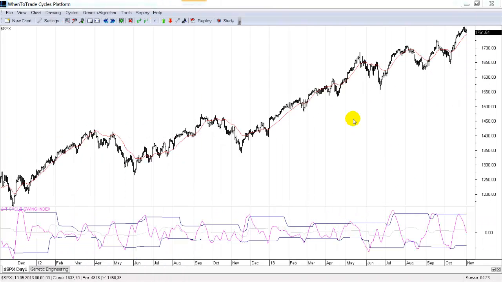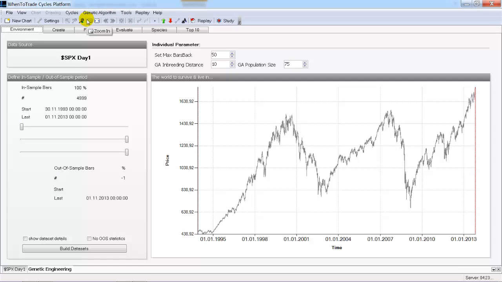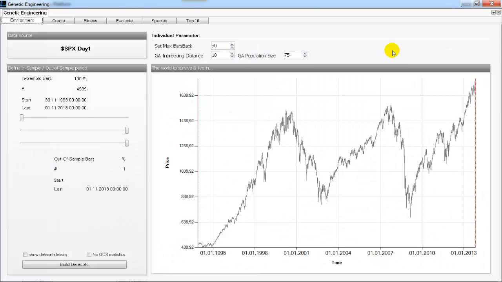So now I want to give you an overview of how the genetic algorithm idea has been implemented in the When to Trade Cycles platform. So we see here the When to Trade Cycles platform module with the standard chart shown on the screen, and we will have a new menu function here which is called genetic algorithm, and here we can see the full new genetic algorithm module, which I will open now. It's a complete standalone program, so we can pop it up here as a single application.